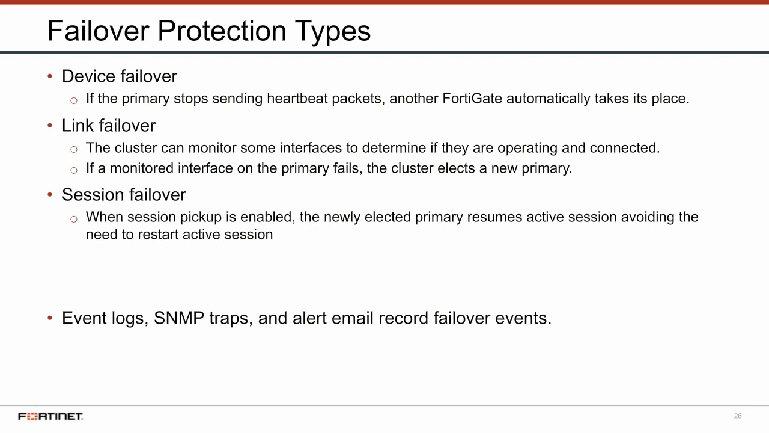There are multiple events that might trigger an HA failover, such as hardware or software failure in the primary FortiGate, or an issue in one of the primary's interfaces. When a failover occurs, an event log is generated. Optionally, the device can also generate an SNMP trap and an alert email.